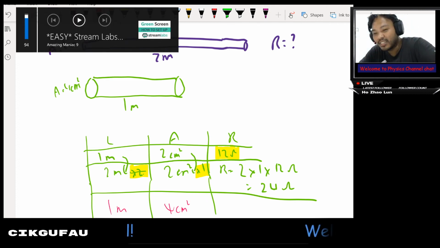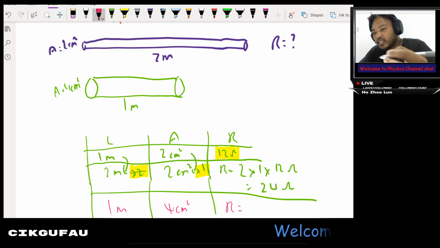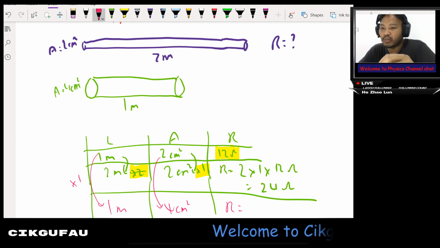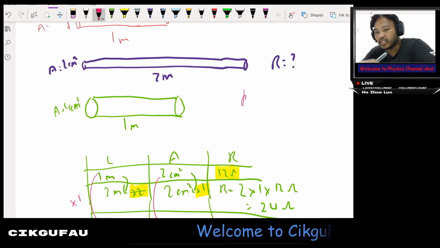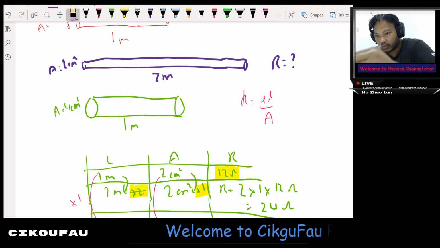Okay, so resistance is okay. So now we find the resistance. Again, we do the same thing. Compare in terms of length is times 1. In terms of the area, it is times 2, right? But remember the formula for resistance is rho L over A. Why is my handwriting really bad today?